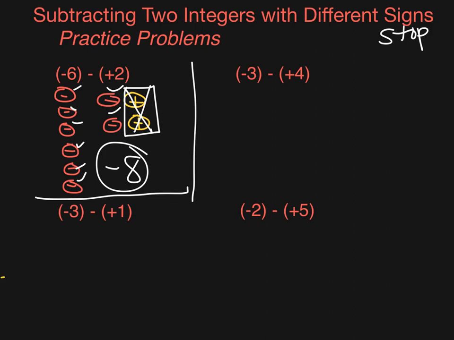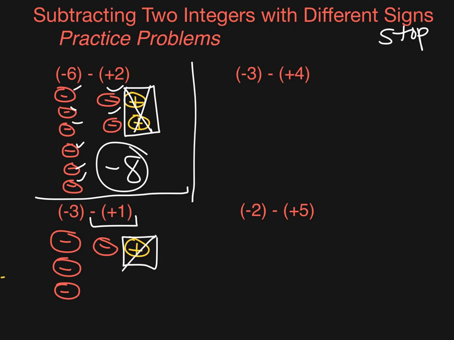The next one we're going to look at is -3 minus +1. So that's 1, 2, 3 negative chips. I want to take away a +1. So I need to put a positive chip in here. It's truly a 0 pair that I need to put in there so that I don't change that -3. I can now take away that +1. And I'm left with 1, 2, 3, 4 negative chips. So the answer is -4.